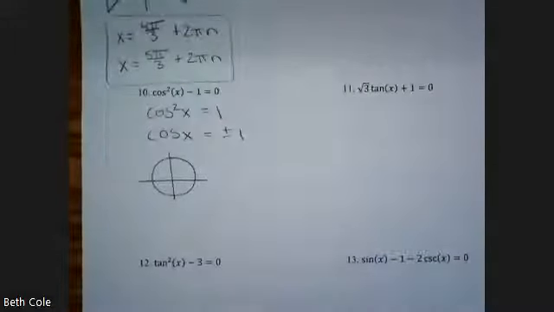So cosine is the x value. We need places on the unit circle where the x value is either +1 or -1. So where does that happen? Yeah, right and left.